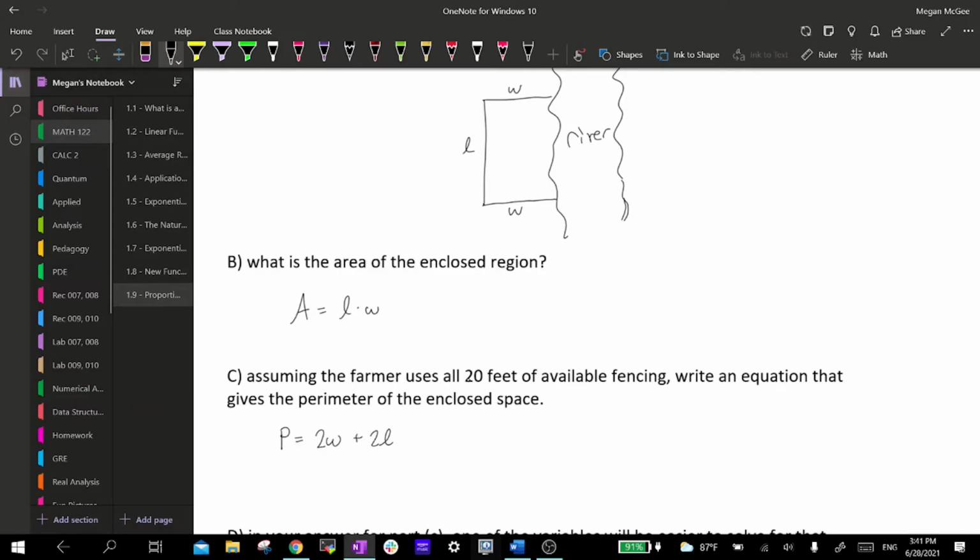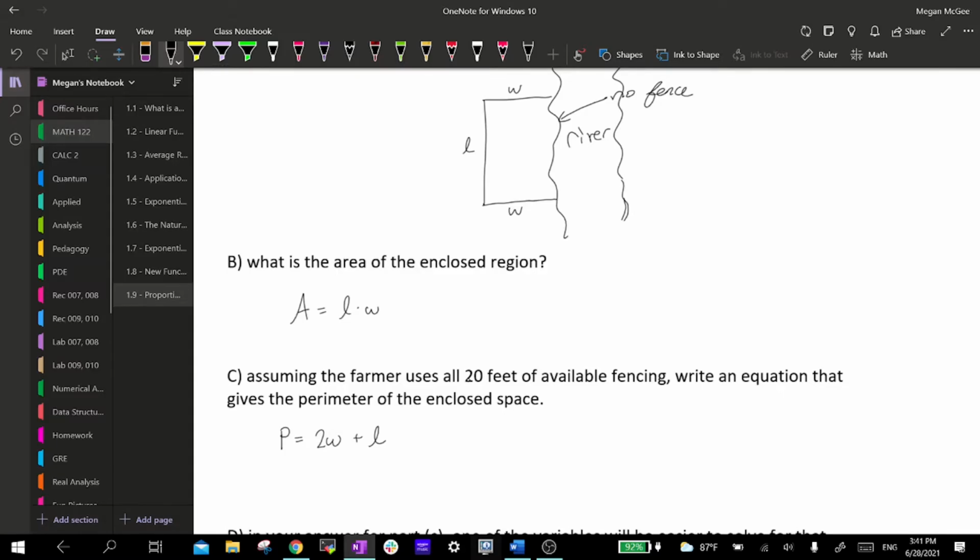Now, why would I say normally? What's different about our problem? Well, our problem is only going to have one length side, right? Because there's going to be no fence against the river. So instead of saying plus 2L, it's just going to be plus 1L, or just plus L. All right, so that's our equation for the perimeter.